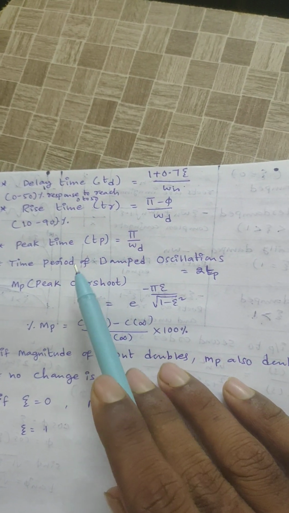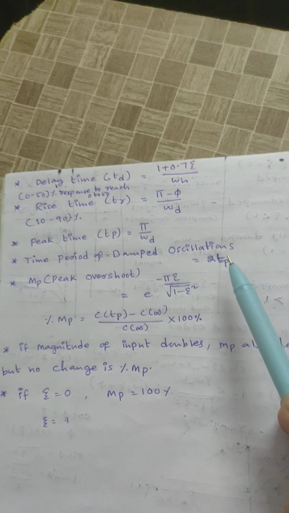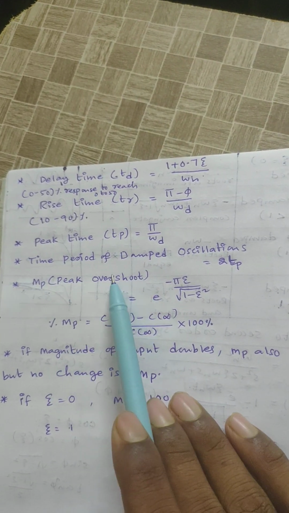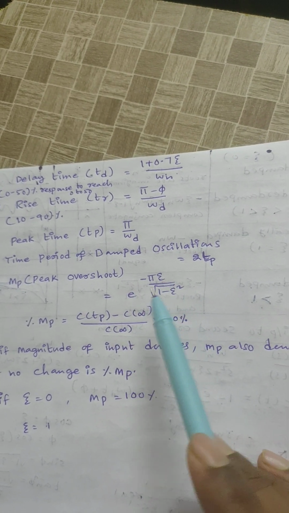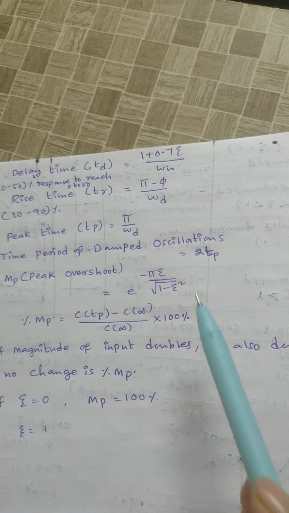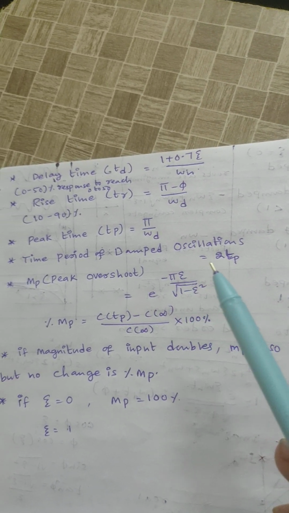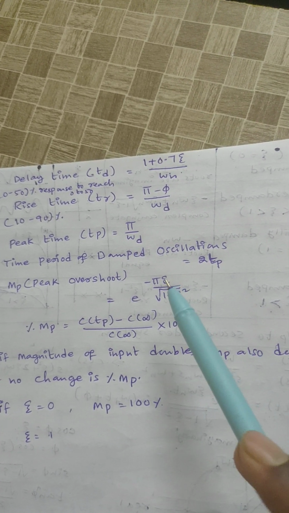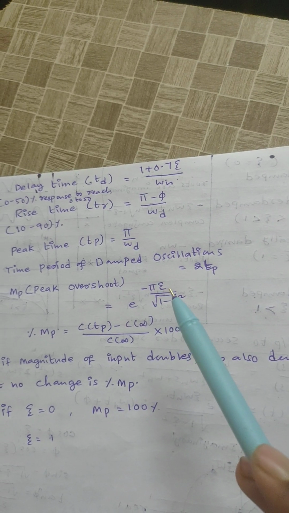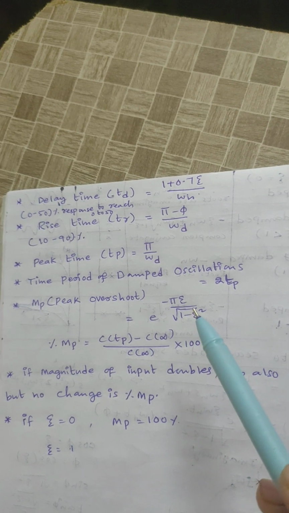Okay, next, the time period of damped oscillations will be 2 times the peak time, that is 2 into tp. Next, Mp or peak overshoot. The peak overshoot formula will be e power minus pi zeta by root of 1 minus zeta square. For example, here substitute zeta equals 0, you will get e power minus 0, right? e power 0 value will be 1, right? That means Mp value is 1, meaning 100%.